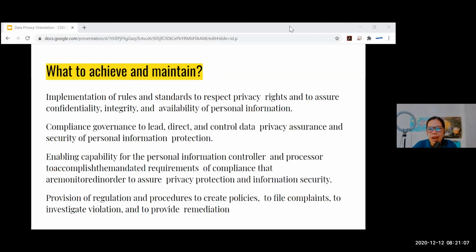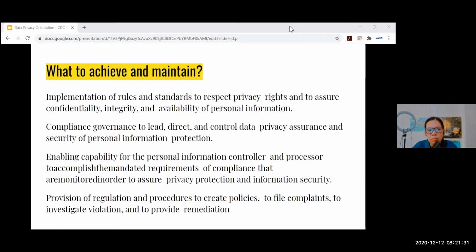Okay, so let's go ahead and talk about what this law is trying to achieve and what we are trying to do as eventual processors, controllers, or actors of the law. What we're going to achieve and maintain is to ensure the implementation of rules and standards to respect privacy rights and to assure confidentiality, integrity, and availability of personal information.